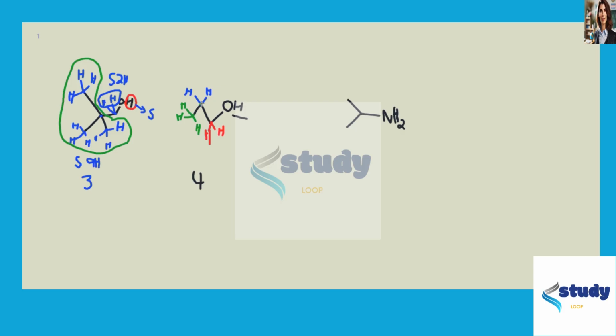So we do n plus 1. 2 plus 1 equals 3. So we know that these 3 protons are going to be represented by a triplet. Now what about these 2 protons?